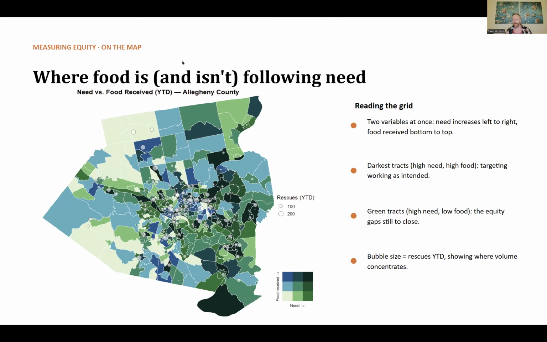Anyway, it's two variables. The darkest tracts are high need, high food. The green ones, especially in that bottom right corner, tell us where the best gaps to target are, right? So that's the advantage of a bivariate graph like this. This area near the southern end of Allegheny County is probably good. You see a very dark one, but near it you see a couple of lighter green. So despite the fact that the need is fairly high, they could stand to get more food.